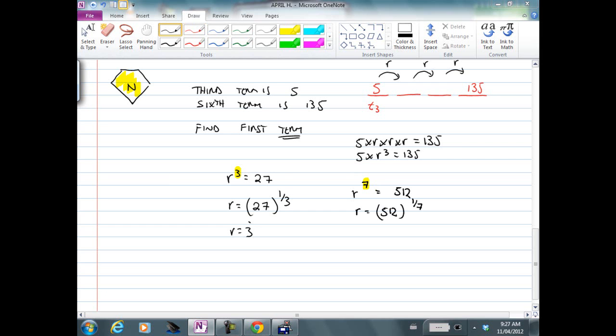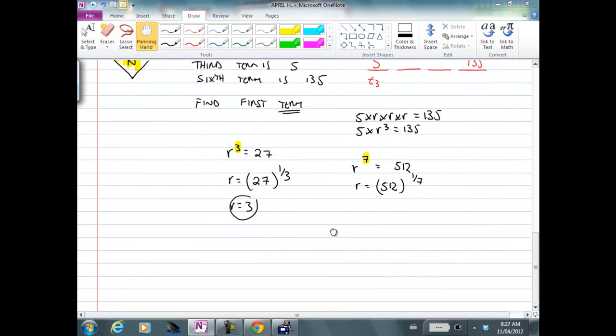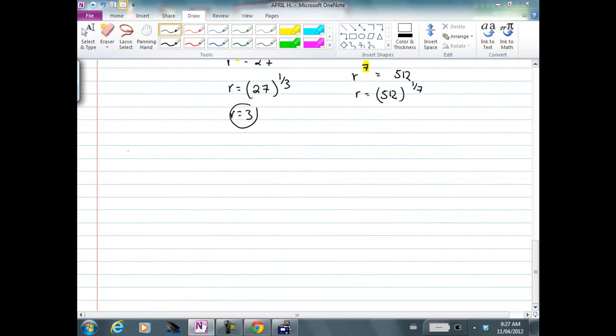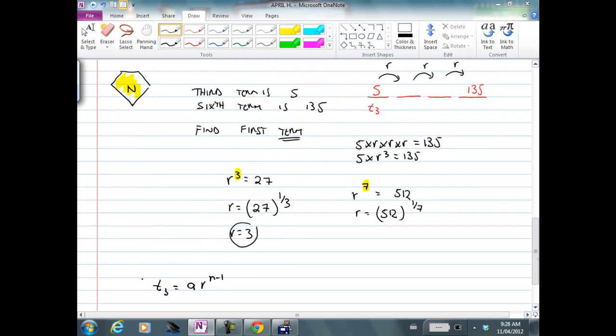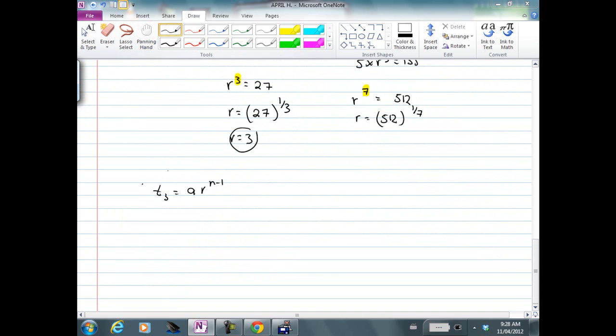So guys and gals, once you have R equals 3, we could work backwards, or you can simply sub into formulas. We want to find A. Many ways of doing this. You can work backwards or just sub in a formula. I know my third term says T3 equals A times R to the power of n minus 1. T3 I know is 5, it's given to you. So 5 equals A times 3 to the power of 2. Take a minute and solve for A right now.